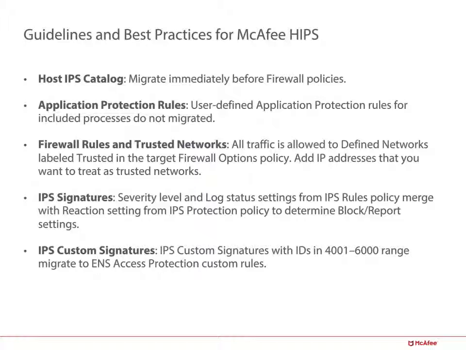If you want to add any more addresses, you need to add those if you want those to be trusted networks. All the IPS signatures, what happens with those is if you had any custom policies where you set the severity reaction to be different, it will merge with what your reaction policy was to determine whether or not you blocked or are reporting that particular signature. Any of the IPS custom signatures that you had before, all of those, and they start with 4001 and go all the way up to 6000, they will migrate now to the ENS access protection custom rules.